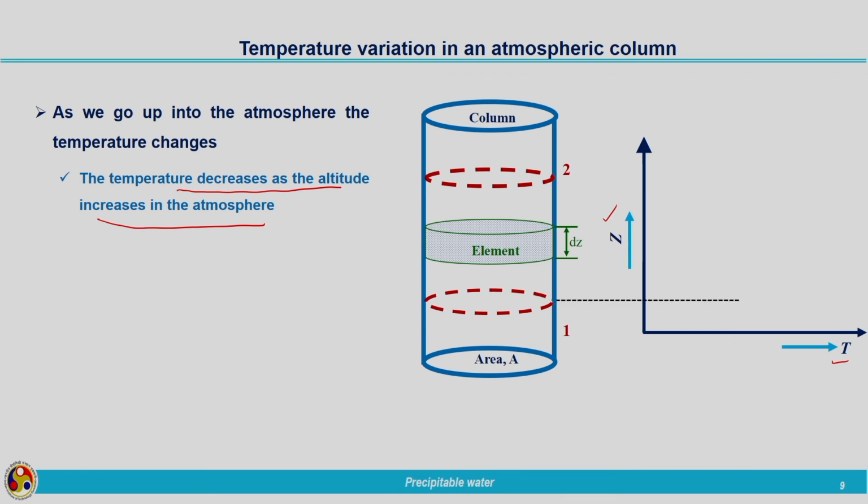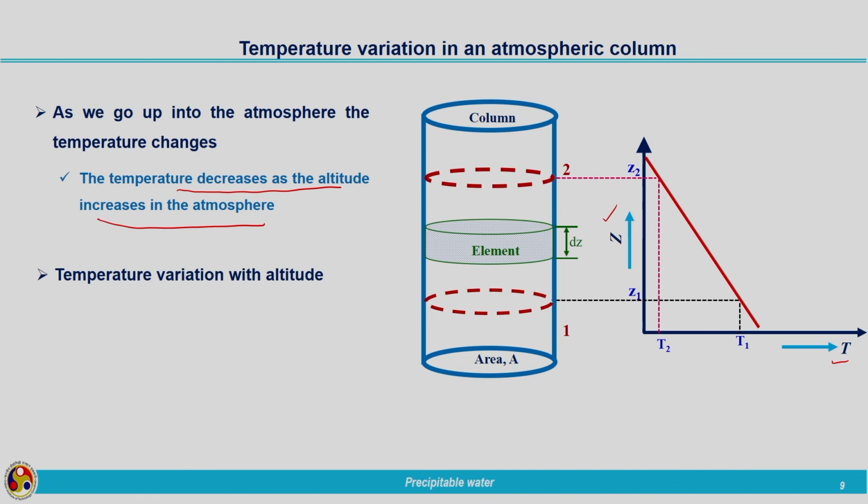So, at section 1 we have Z1, and the corresponding temperature is T1. In a similar way, at section 2, we have Z2 as the altitude and the corresponding temperature is lower than the temperature at section 1. T2 is lesser than T1. So, I can mark it here like this, T2, and this relationship is linear. The equation was in the form of a straight line, so we can join these 2 points by means of a straight line like this.